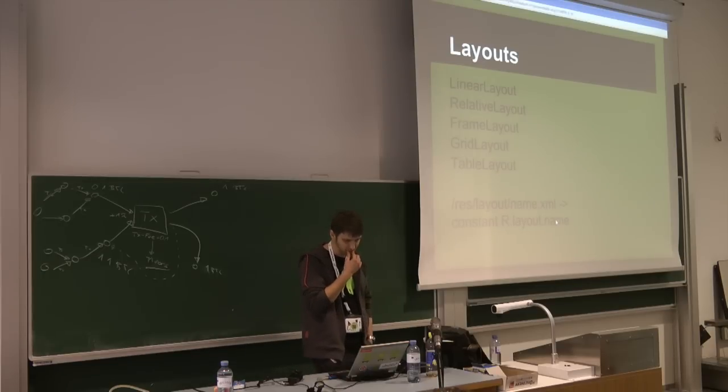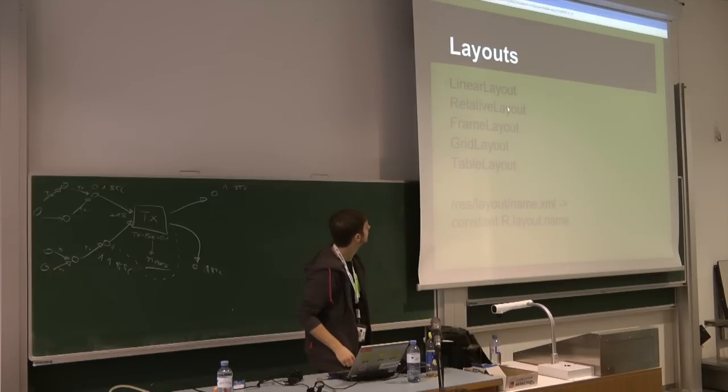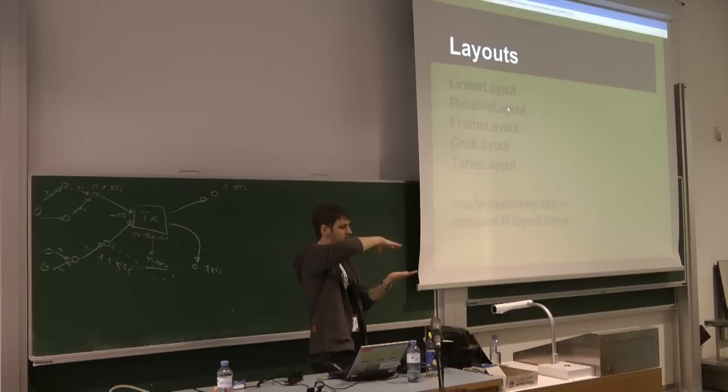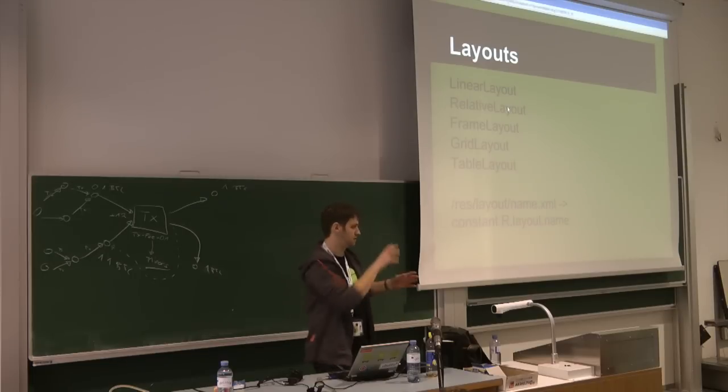Now the layout. There are a few layouts to arrange views. The basic linear layout is either horizontal or vertical. The relative layout positions the views relative to each other, so you can say one on the top, one below, another one below this, and one to the right of this. The frame layout is just frames on top of each other, so if they are transparent, you can see the other one behind. The table layout has rows and columns, and the grid layout, or the grid view, is basically the same: you have items and they are arranged in a grid.